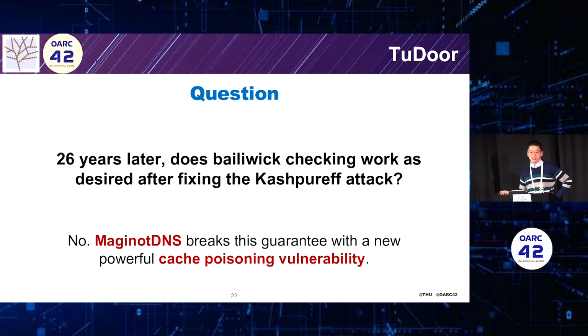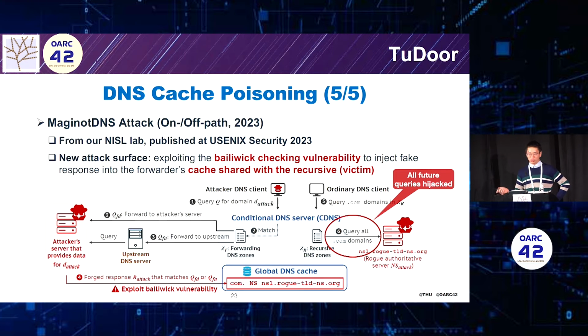So we still have another question. After 20 years, does bailiwick checking work as desired after fixing the cache poisoning attack? The answer is no. The protocol is safe, but sometimes we have discrepancies among the implementations, so it leads to another attack towards bailiwick, which was presented in MaginotDNS, USENIX 2023, and I'm very honored to be part of this work. And for this one, the core problem is the initialization for each software.